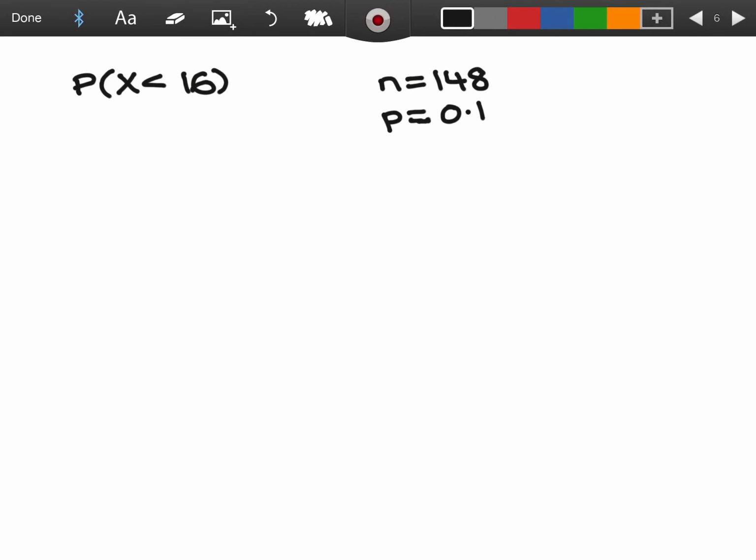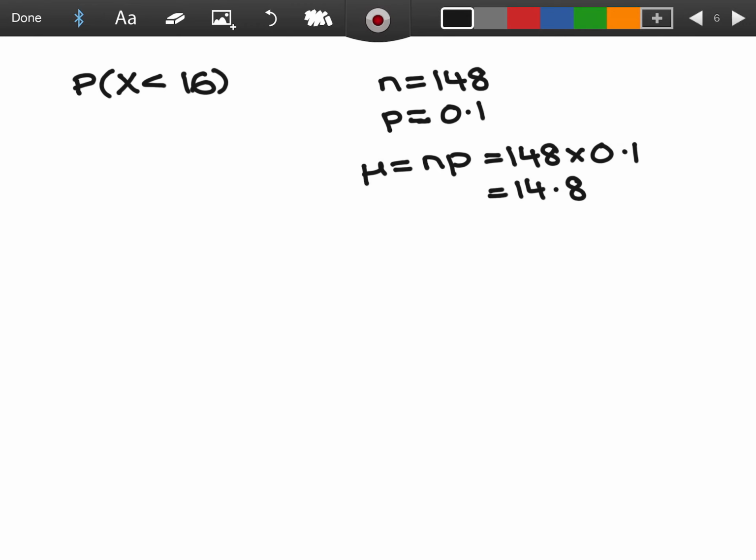From here, we need to figure out our mean and our standard deviation. Then we will need to do our continuity correction to get this from a binomial distribution into a normal distribution. First, let's find our mean and our standard deviation. The mean is n times p, which would be 148 times 0.1, which is 14.8.